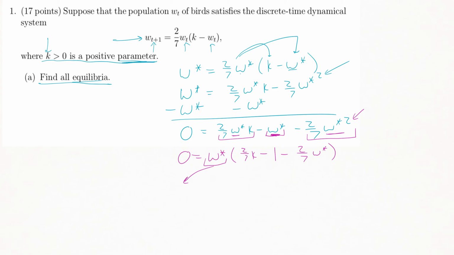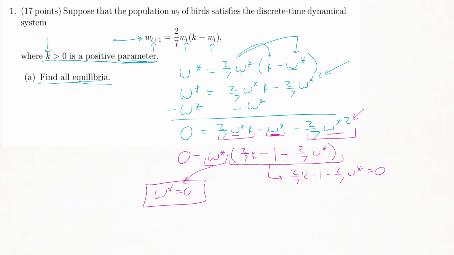The reason we want to factor is that now I have 2 things being multiplied. Whenever this piece, whatever it happens to be, equals 0, 0 times the second piece will always give me 0. And vice versa, whenever this piece equals 0, so 2/7 k minus 1 minus 2/7 w star, I'm also going to get 0 times this other piece, which will always give me 0. So it allows us to break it into 2 smaller bite-sized chunks of a problem. So one of our equilibria is done. W star equals 0 is one of our answers.